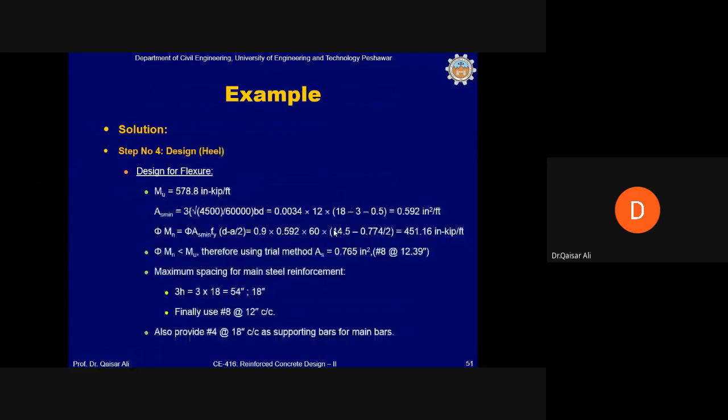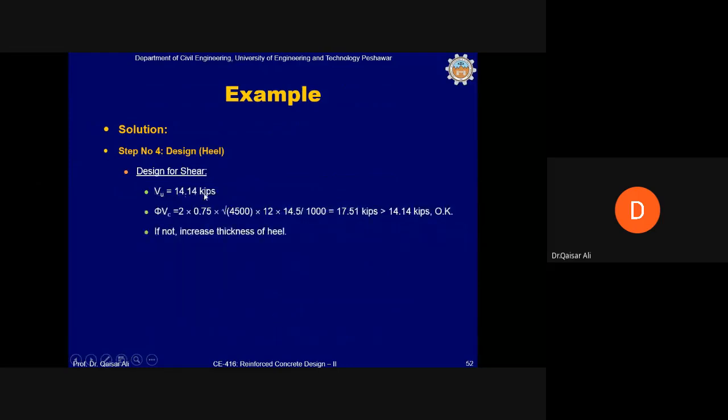In the heel, the bending moment has been calculated as 578.8 inch kip. The minimum reinforcement is 451, which is less than this. So we will calculate area of steel. For this bending moment MU, when we calculate area of steel, it comes out to be 0.75 square inch from hit and trials. If you use number 8 bar, this will be number 8 at the rate of 12.39 inch. So finally, we will use number 8 at the rate of 12 inch center to center. Supporting bar will be placed number 4 at the rate of 15 inch. Against shear, 14.14 kip is from the shear force diagram, phi VC 17.51 kip is more than this.